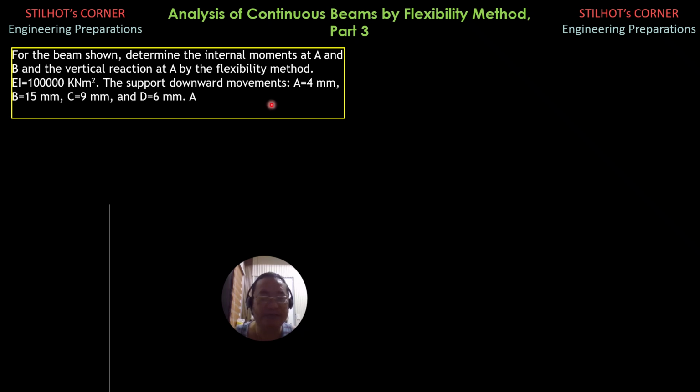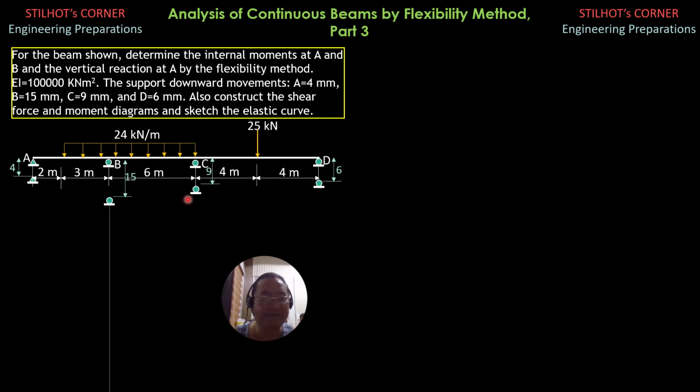There are so many conditions, but this problem was also solved by different methods. So in this video, I will only compute by the flexibility method the moments at B and at C. Here is the given beam. The value of EI is 100,000 kilonewton meter square, and we have support downward movements at A 4 mm, at B 15 mm, at C 9 mm, at D 6 mm as shown in the figure.